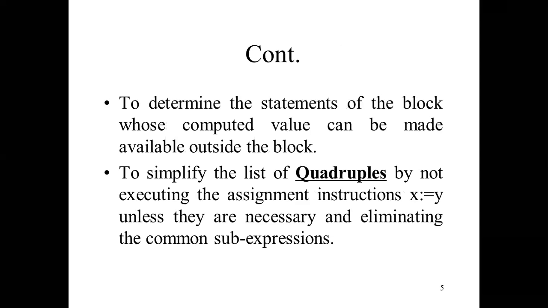Now you can see, to determine the statements of the block whose computed value can be made available outside the block. In the preceding slide, we have already seen this. Now another thing is to simplify the list of quadruples by not executing the assignment instructions. Whenever we are indicating the three address code with the help of quadruples or triples, then how will we execute the assignment instruction like this: x := y, unless they are necessary, and eliminating the common sub expression.